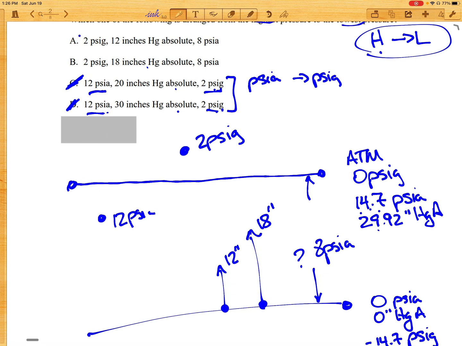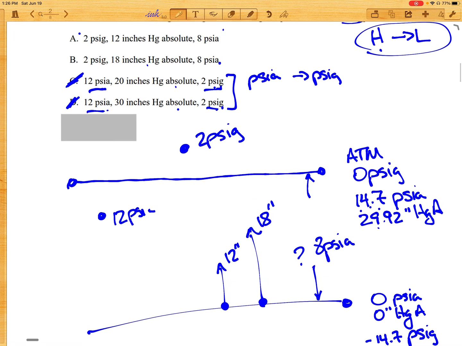So we start at 2 PSIG, the high. We go to 8 PSIA, the low. So both of these answers, 12 and 18, are going to have to be between 8 PSIA and 2 PSIG to be the correct one. Maybe they are, maybe they aren't, but the answer's not going to work if they're not. So just assume they are.